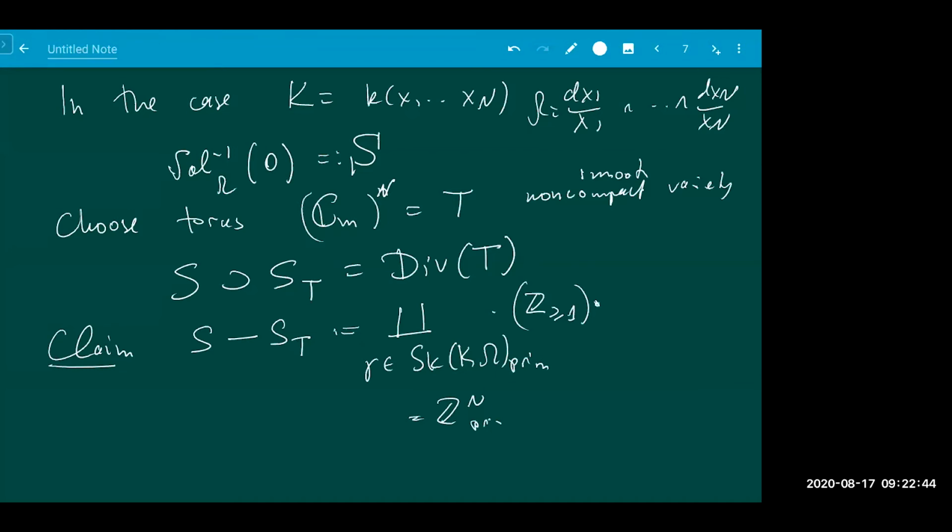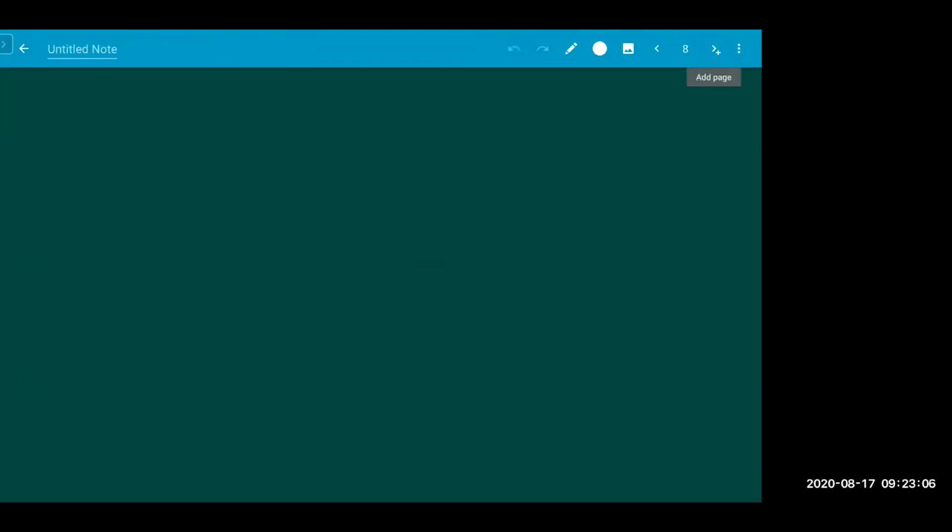Formula multiplied by the set of divisors of, let's say, an n-1 dimensional torus. A certain canonical n-1 dimensional torus. How does it look? Maybe I explain first in the case of n equal 2.